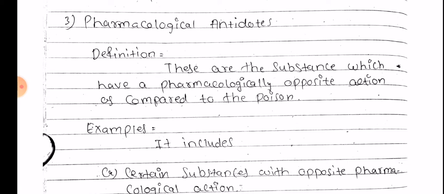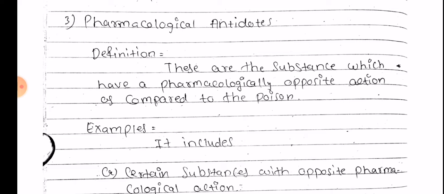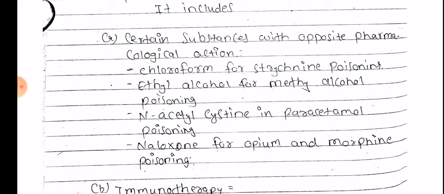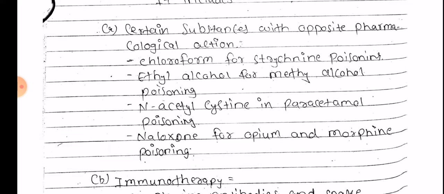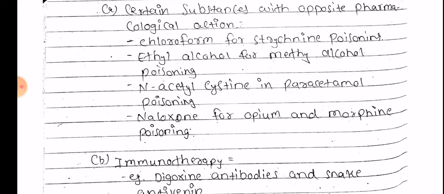Pharmacological antidotes. Definition: these are the substances which have a pharmacologically opposite action as compared to the poison. Examples: it includes certain substances with opposite pharmacological action: chloroform for strychnine poisoning, ethyl alcohol for methyl alcohol poisoning, N-acetylcysteine in paracetamol poisoning, naloxone for opium and morphine poisoning.